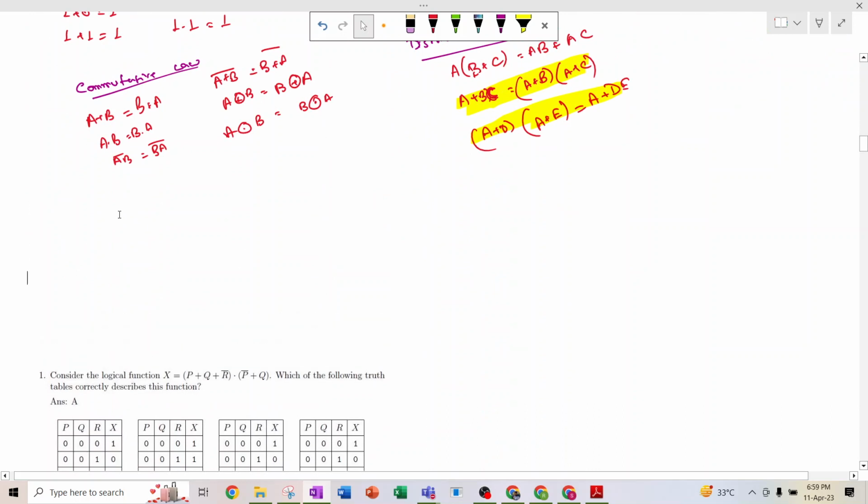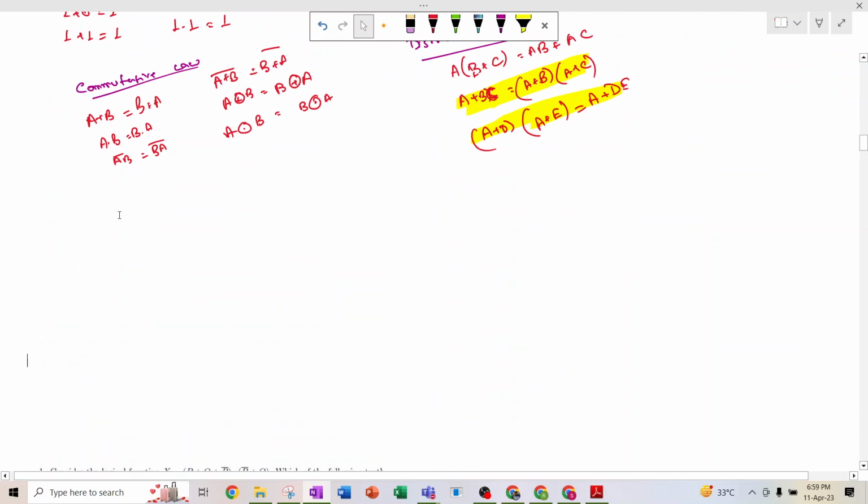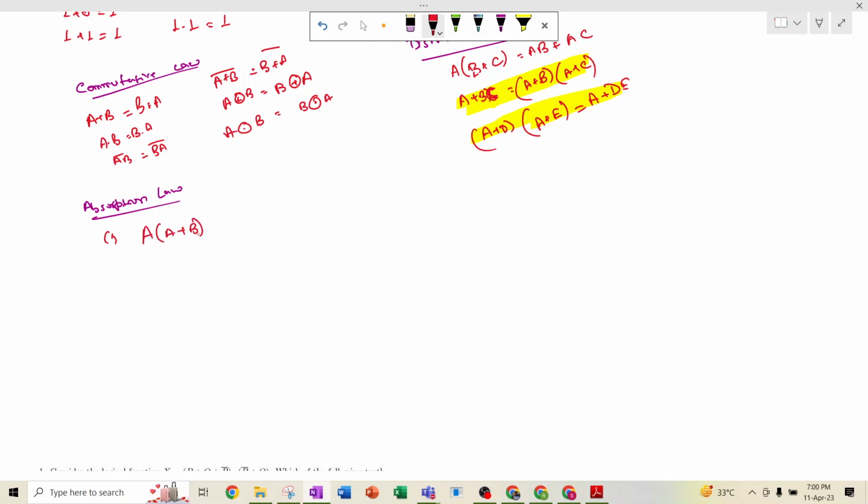There are some few other laws. One of these is the absorption law. You should know about the absorption law, what it is. According to the absorption law, if there is A into (A plus B), then the output is simply A. Or you can say if there is A plus AB, the output will be A.